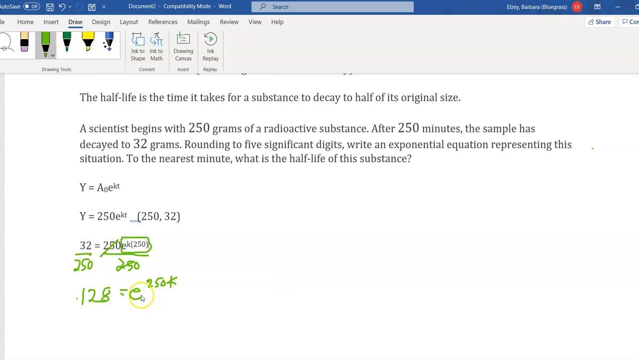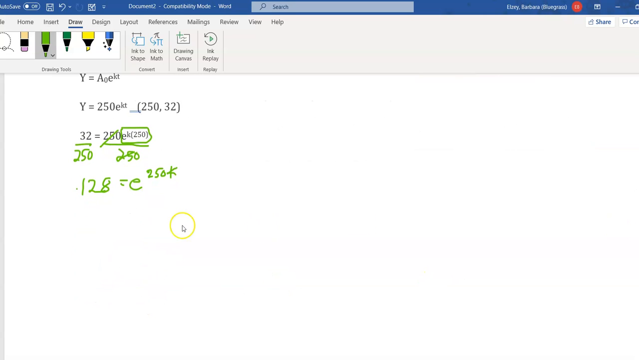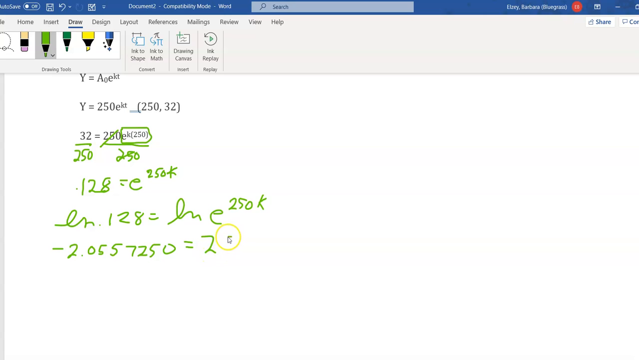All right, now that we've got the exponential portion by itself, let's put the natural log on both sides in front. On the left, we want to put the natural log of 0.128 into our calculator. And that gives us negative 2.0. Now, since we're supposed to take this out to 5 significant digits, I'm going to take it to 7 right now. Let's see, 4, 5, 6, 7. All right, now on the right side, natural log and e cancel each other out. We just get 250k.